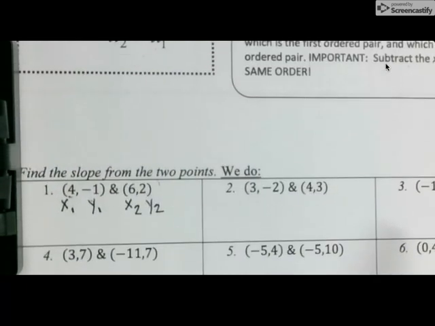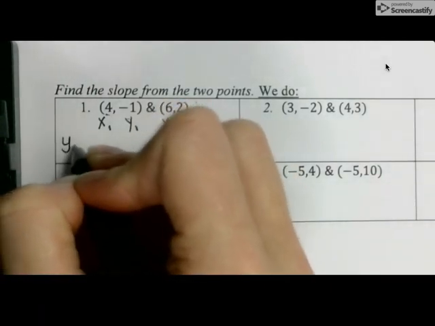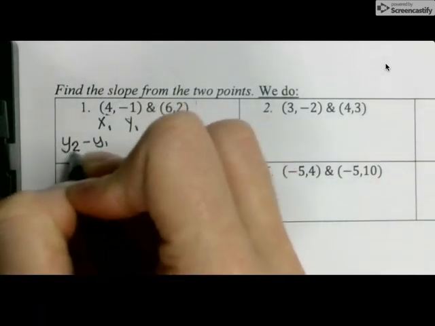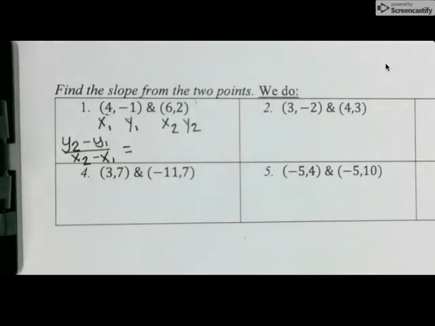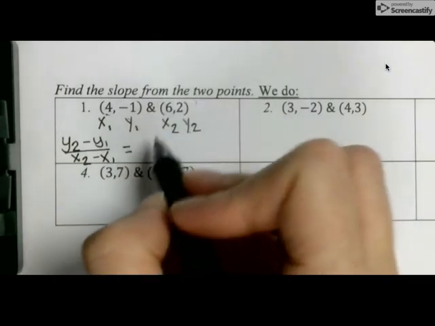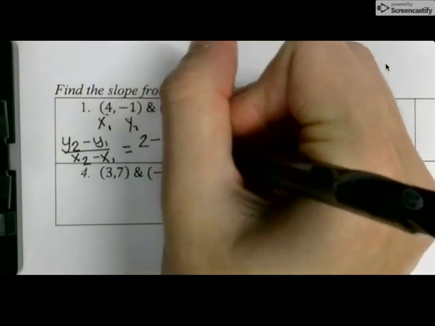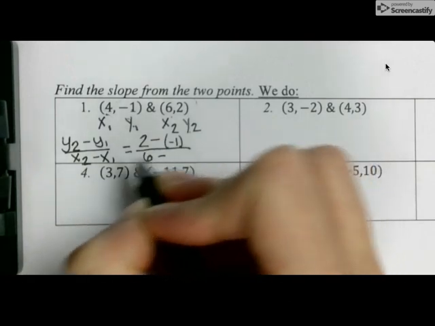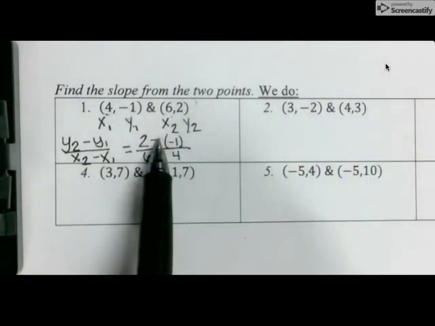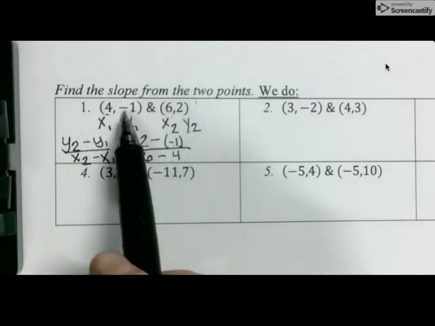So if I follow the formula that is right here, it says y2 minus y1 over x2 minus x1. So then I'm literally plugging in the numbers. Where I have y2, that goes with 2. Where I have y1, that goes with -1. Where I have x2 is 6. Where I have x1 is 4. And I brought this negative from this -1.